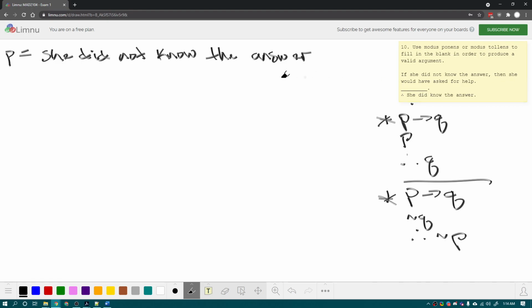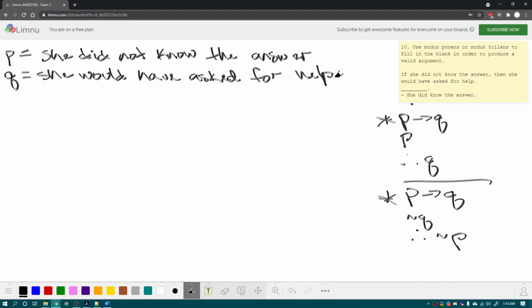Then she would have asked for help. So Q would be, she would have asked for help. Now, using these predicates, we can sort of fill in what we are dealing with. So this first statement is if P then Q.